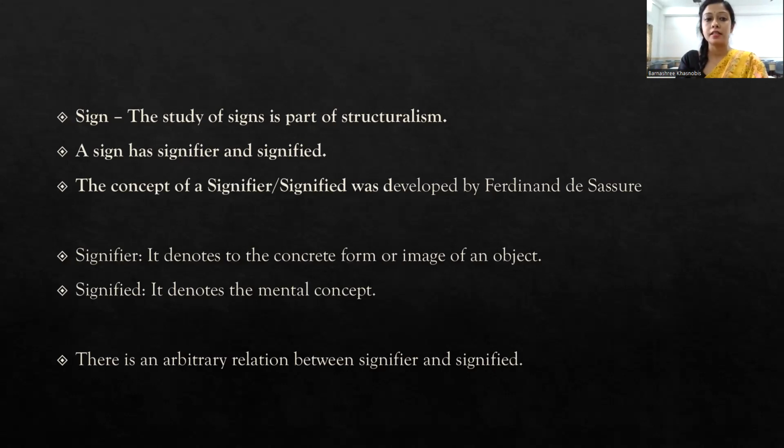Then signified denotes the mental concept. Now, when I say, do you have a Titan watch? Then in your mind, you are thinking about a watch. So that mental image is called signified. And there is an arbitrary relation between signifier and signified. Arbitrary means there is no meaningful relation between a signifier and a signified.